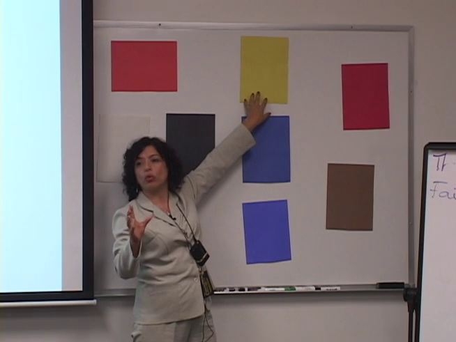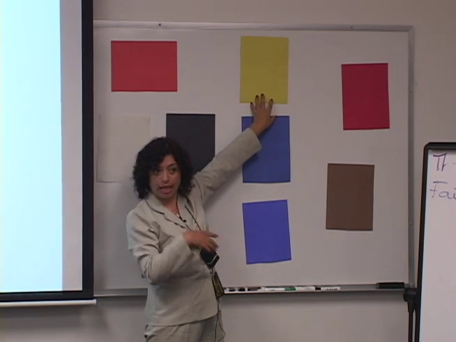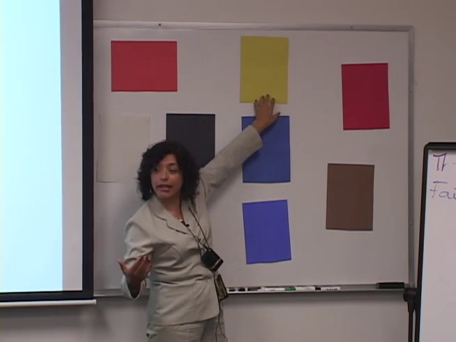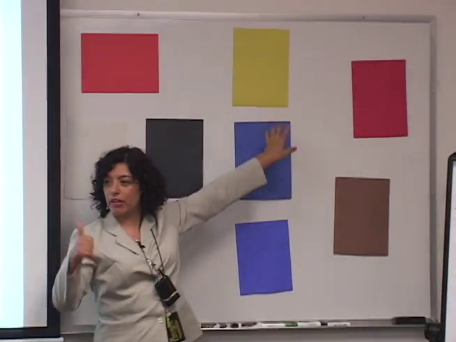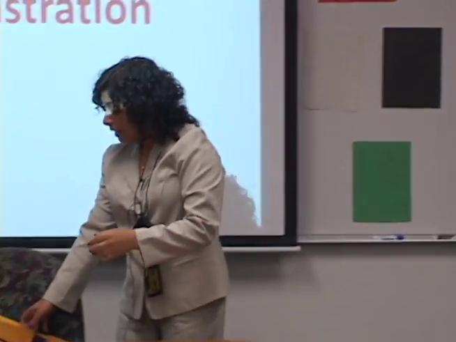Okay, let's say that this is gold. That's another word for yellow. Okay, some things are gold. Say it again. Gold. Very good. Okay. And I have a surprise here.